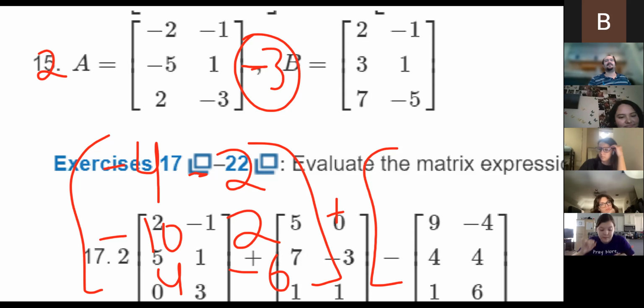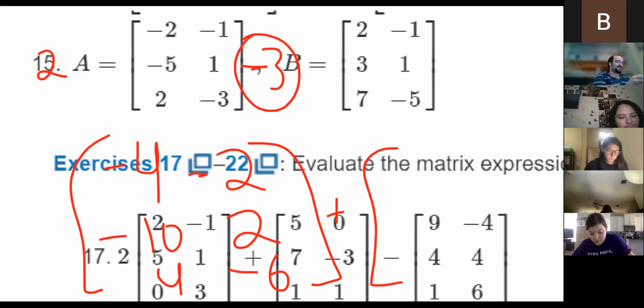Because it's not super complicated arithmetic, right? You multiply and add stuff, but it is really easy to mess one little thing up. And so I would suggest writing everything.